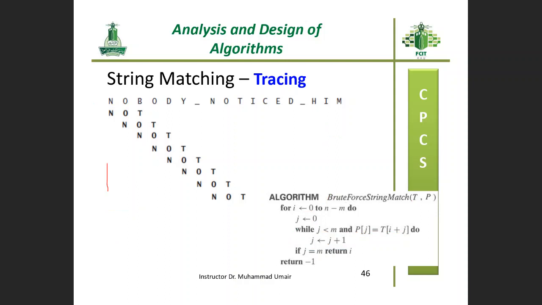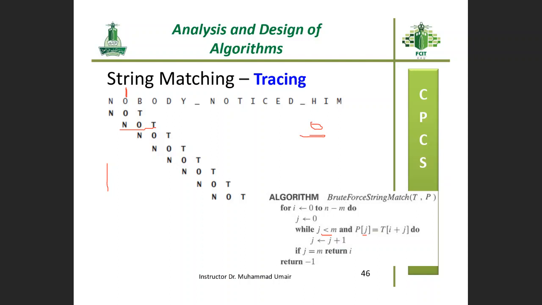So i will become 1, and j will again be initialized with 0. When you initialize with 0, it means now you are aligning the first character of the text with the 0th character of the pattern. So it will be shifted one letter towards the right. Is that clear? This is the meaning of shift in string matching. Now you will start comparing. j is 0, so 0 is less than 3.